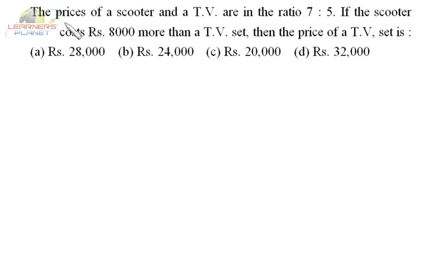Now let's see this problem. The prices of a scooter and TV are in the ratio 7 is to 5. If the scooter costs rupees 8000 more than a TV set, then the price of the TV set is? Now what is the difference between a scooter and TV? That is 2 parts, and actually 2 parts is 8000. That means 1 part is 4000, and we have been asked about the price of the TV set, that is actually 5 parts. So if 2 parts is 8000, 1 part is 4000, then 5 parts will be 5 into 4, 20,000, isn't it?